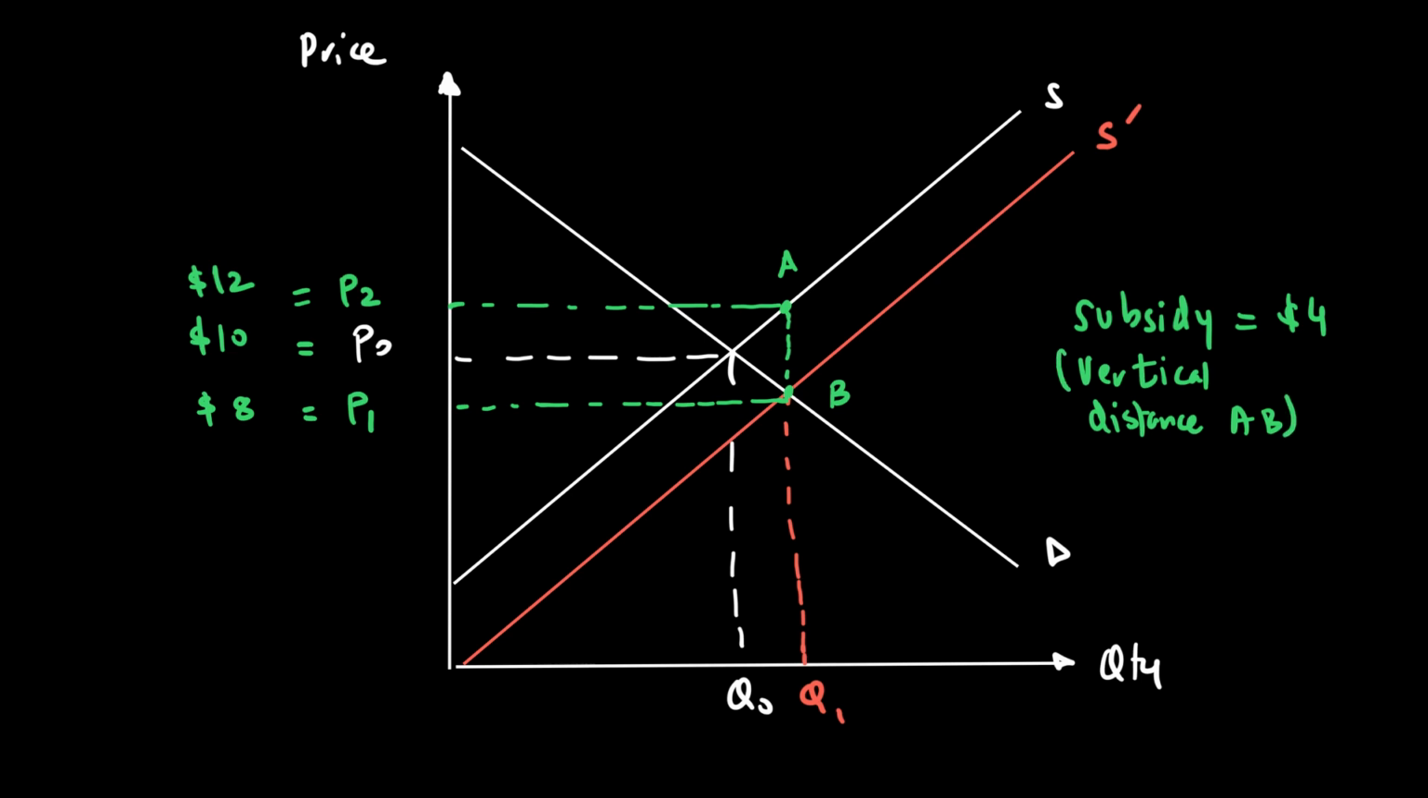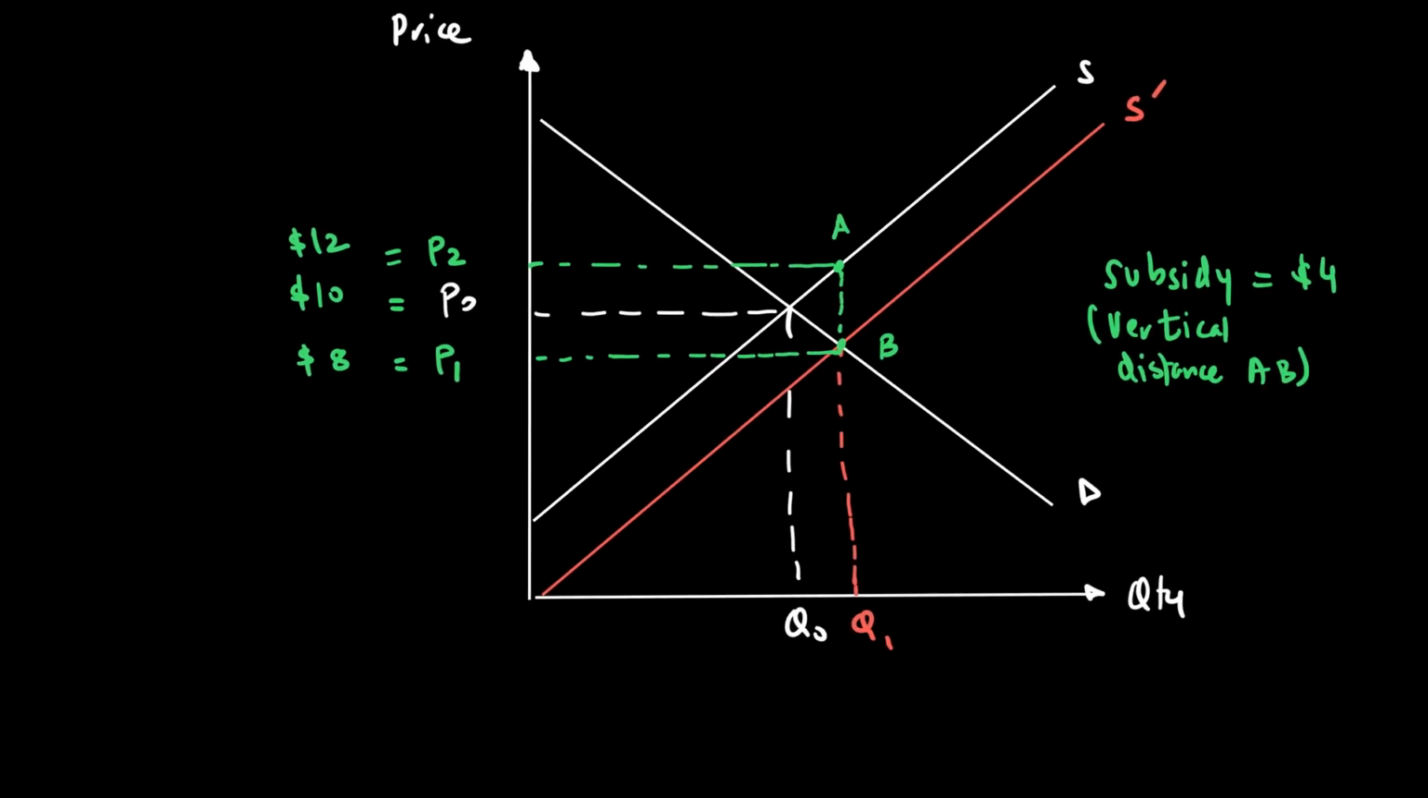Makes sense? So what is the consumer paying before? And the answer is the consumer is paying $10 before. What is he paying now? And the answer is $8, because that's the new equilibrium price. What was the producer getting before? And the answer is $10. What is the producer getting now? And the answer is $12.